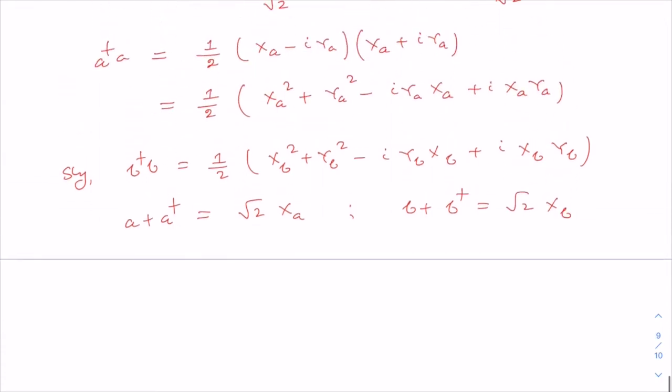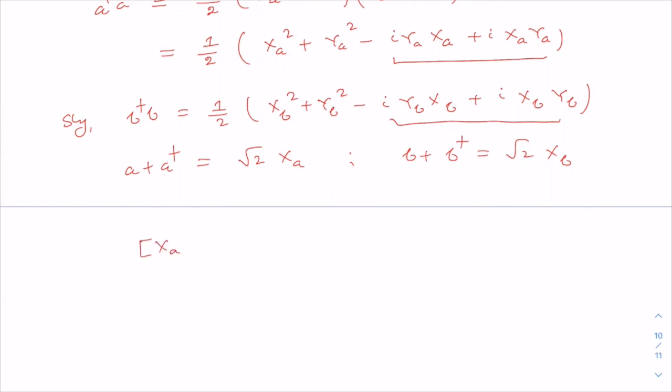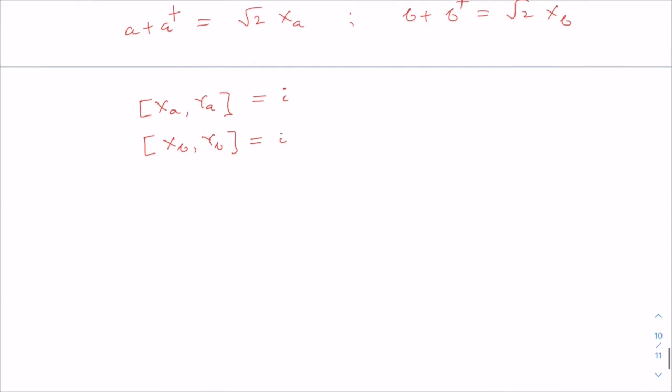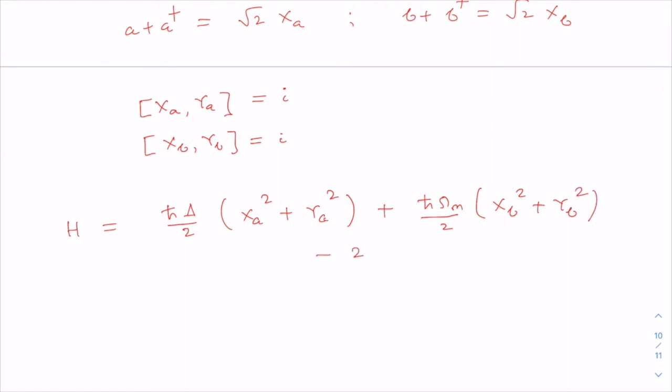Now, if I use the commutation relation between xa, ya, and similarly between xb, yb, you can show that the commutator of xa, ya would be equal to i, and similarly xb, yb is equal to i. So if we utilize this, then the Hamiltonian can be rewritten, and this would be h cross delta by 2 (xa square plus ya square) plus h cross omega m by 2 (xb square plus yb square) minus twice h cross z xa xb.